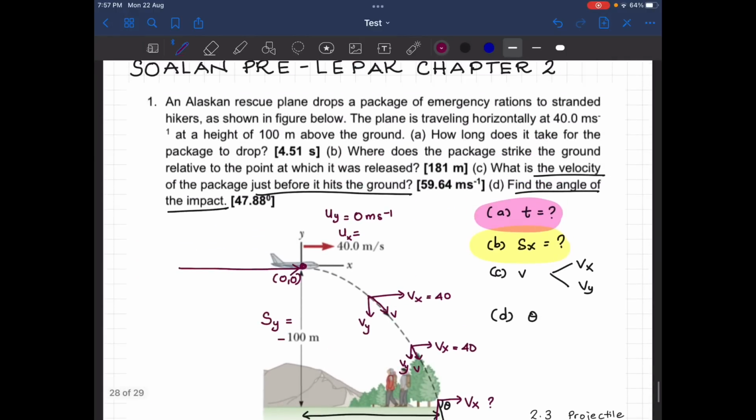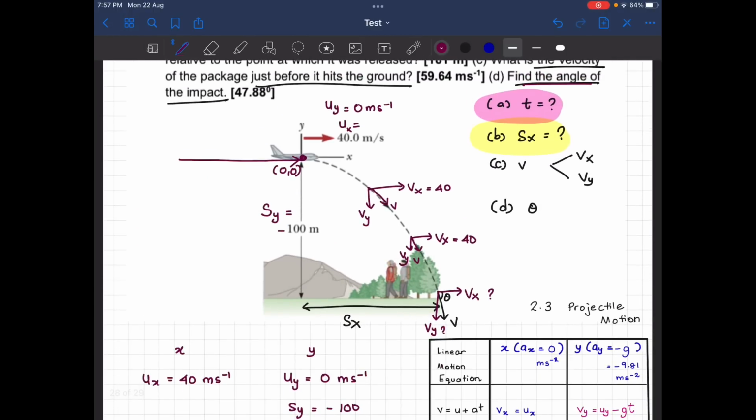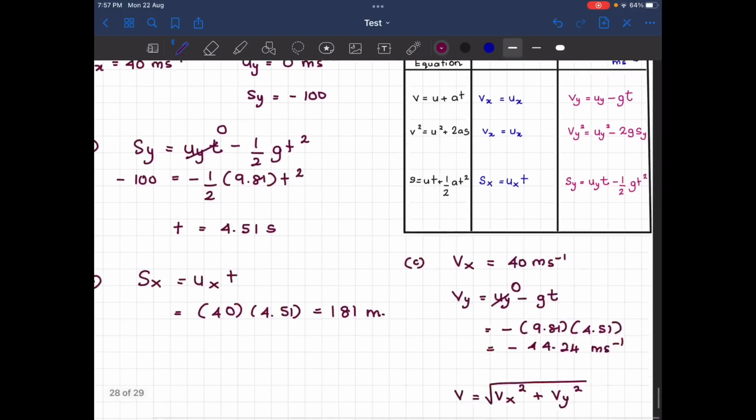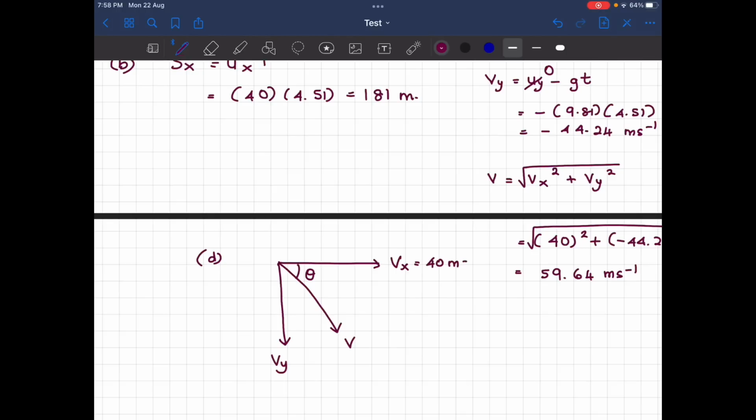So D is the angle of the impact, which is this angle over here. If I were to zoom in, or if I were to draw for D, let's say you have your V over here, and then I know that the Vx is over there and the Vy is here. So I have to find the angle. So Vx is 40 ms negative 1 and the Vy is negative 44.24.